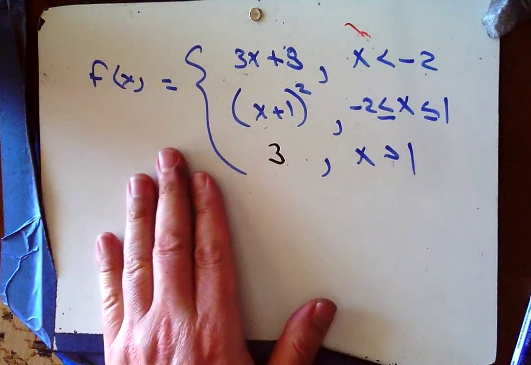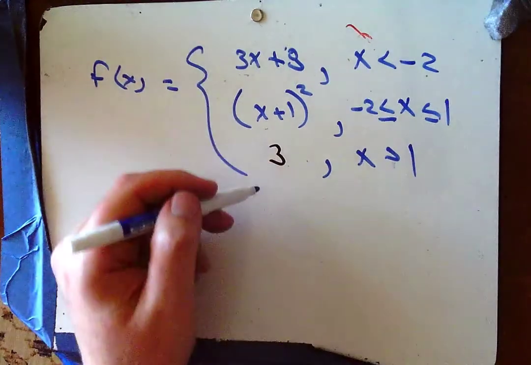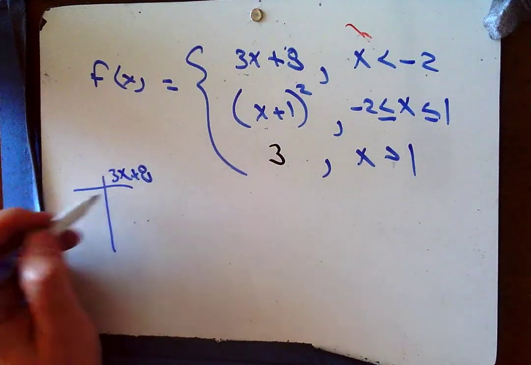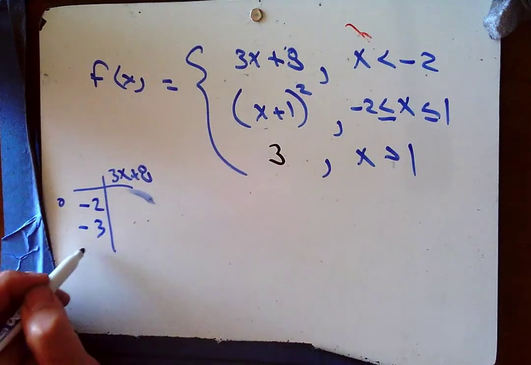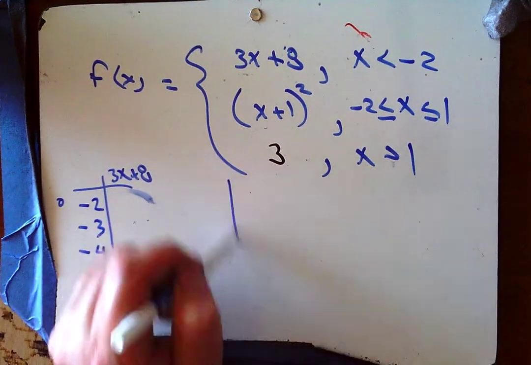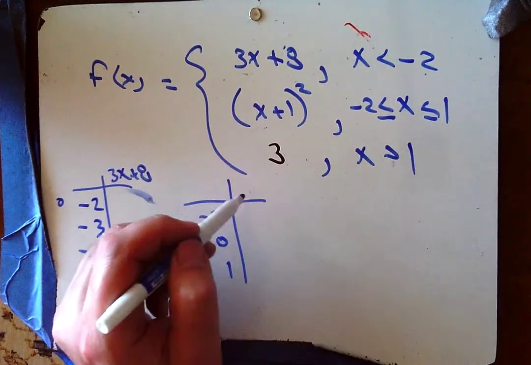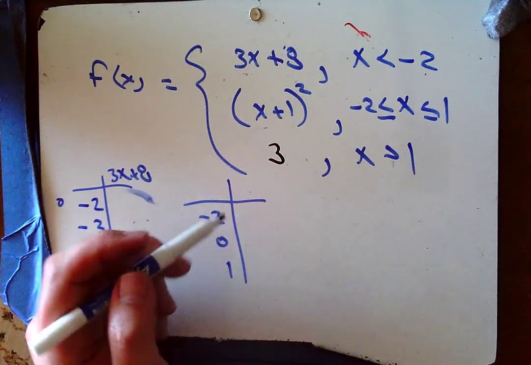Okay. So why don't you try graphing this and come back when you're done, or when you're stuck. Okay, welcome back. I got 3 pieces. I want 3 little t-charts. 3x plus 8 for x values less than negative 2. Negative 2 with an open circle. Negative 3, negative 4. I have this middle part that goes from negative 2, 0, 1. I want the endpoints and one other point, and 0 is pretty easy to put in there.